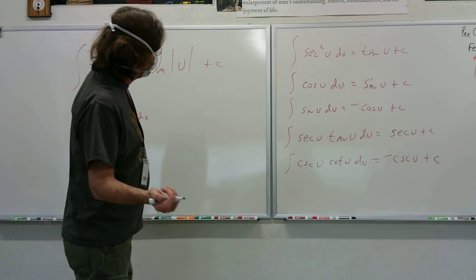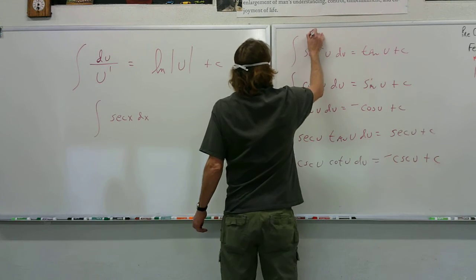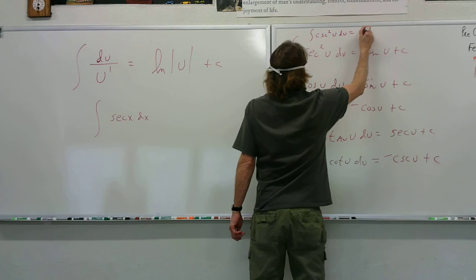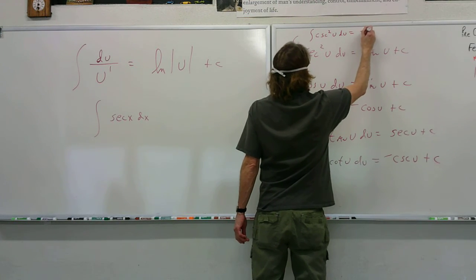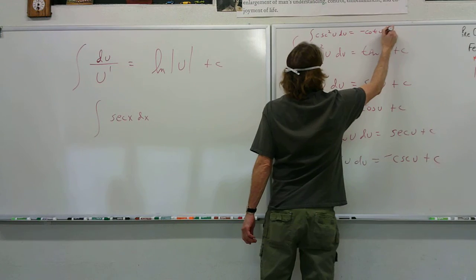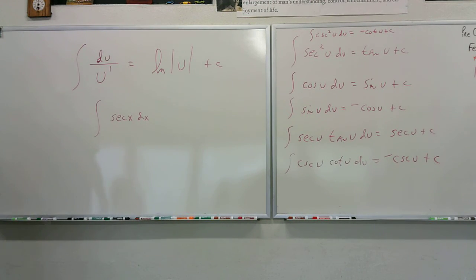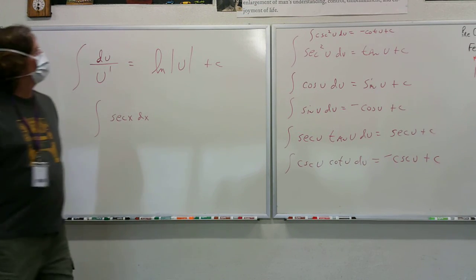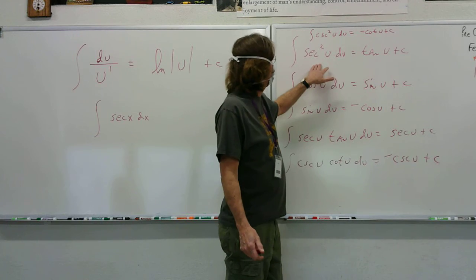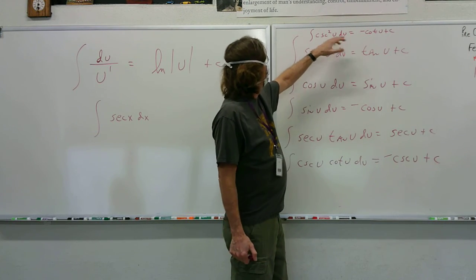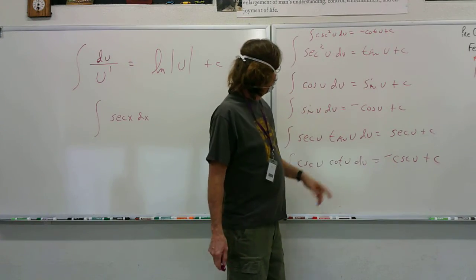And then there's one for cosecant squared. Cosecant squared u du equals negative cotangent u plus c. There's your 6 trig functions that are basic. The problem is there's more, but those are the 6 basic ones, because those came from derivatives. Derivative of tangent u is secant squared u du. Derivative of negative cotangent u is cosecant squared.